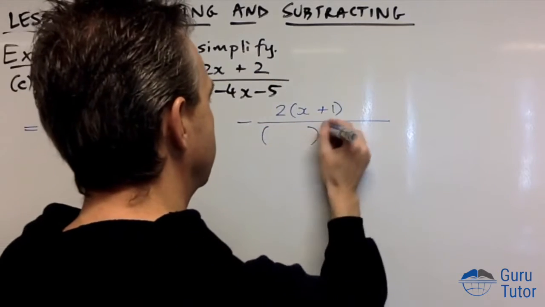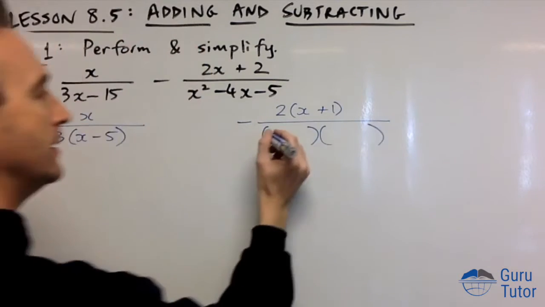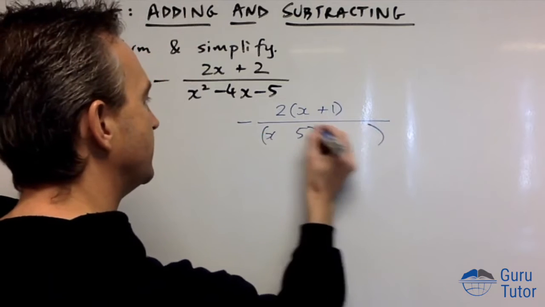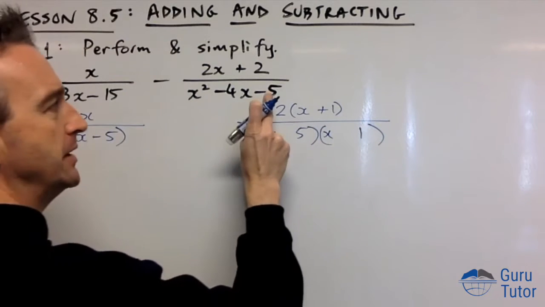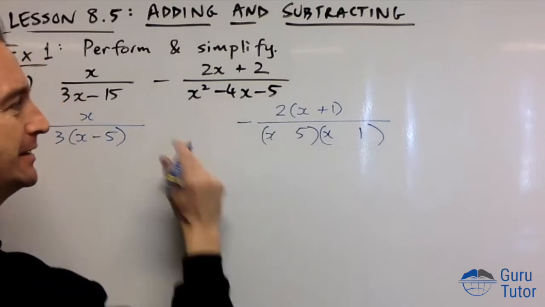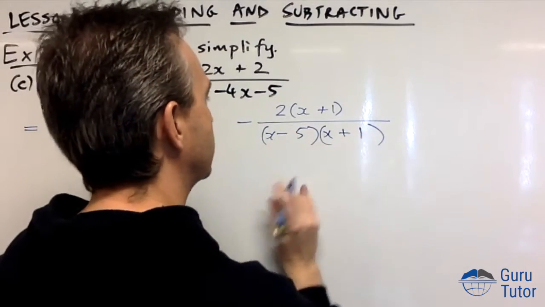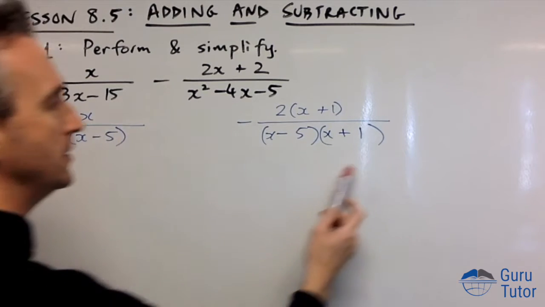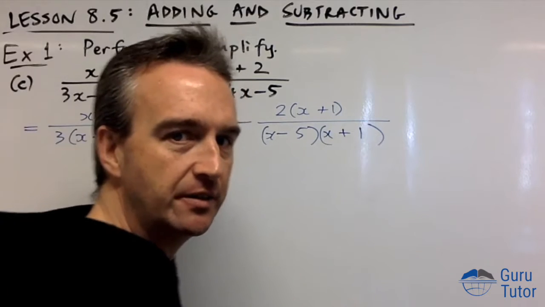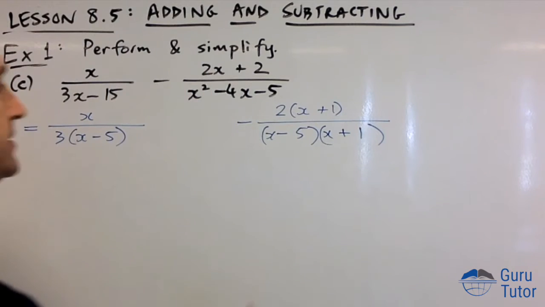And the bottom, let's factor that. X, 5, 1. We need 2 numbers that multiply to give negative 5 and add to give negative 4. We want the negative 5 then. Does that look good to you? Okay, I hope so. So here we go again. These denominators are not common, but think they're going to get jealous of each other, and they're going to acquire the factors that the other one has.